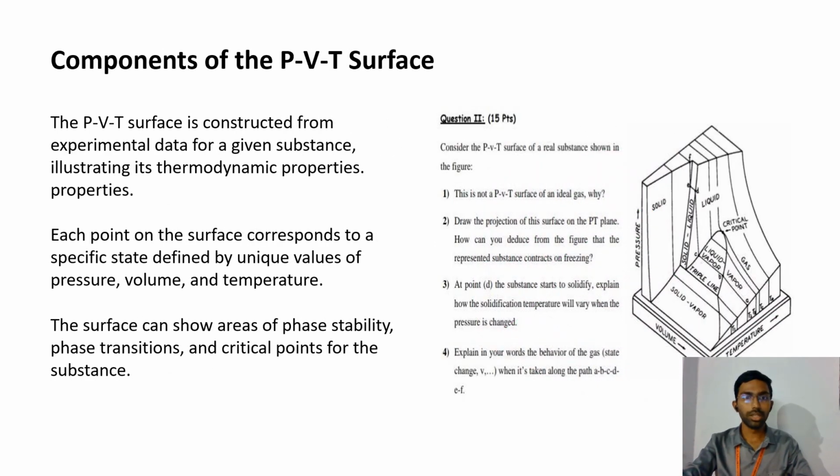Components of the PVT surface. The PVT surface is constructed from experimental data for a given substance, illustrating its thermodynamic properties. Each point on the surface corresponds to a specific state defined by unique values of pressure, volume, and temperature. The surface can show areas of phase stability, phase transitions, and critical points for the substance.